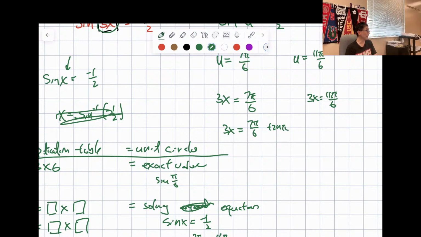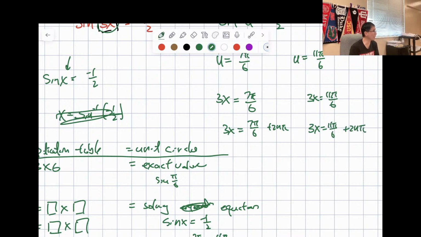m means natural number. 2 pi means whole circle. So it means I can go a whole circle and still get the same value. Does that make sense? I can go around the circle. So I can say 7 pi over 6 or 19 pi over 6. Why? 19 pi over 6 is also in the unit circle, it's just one extra rotation.